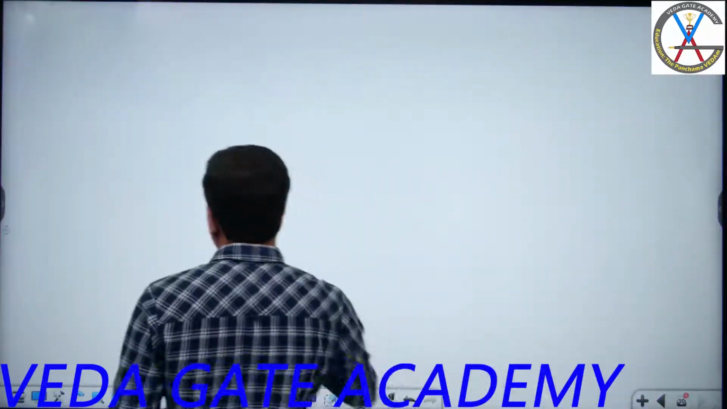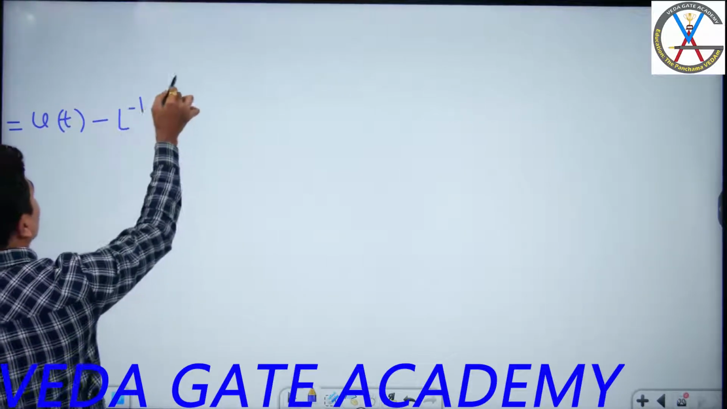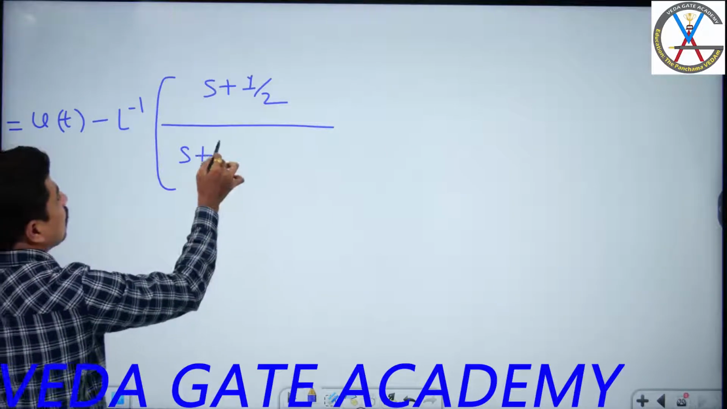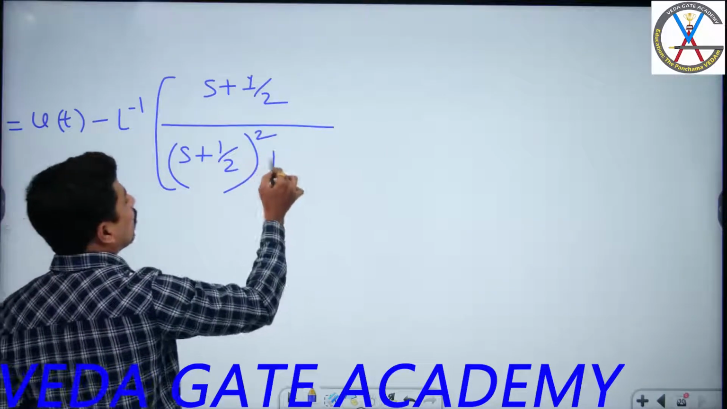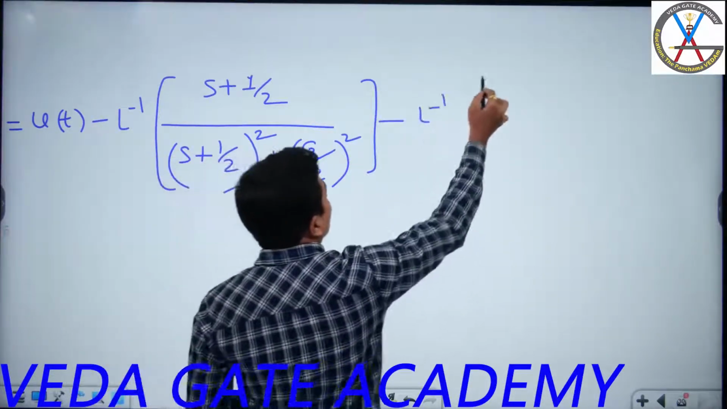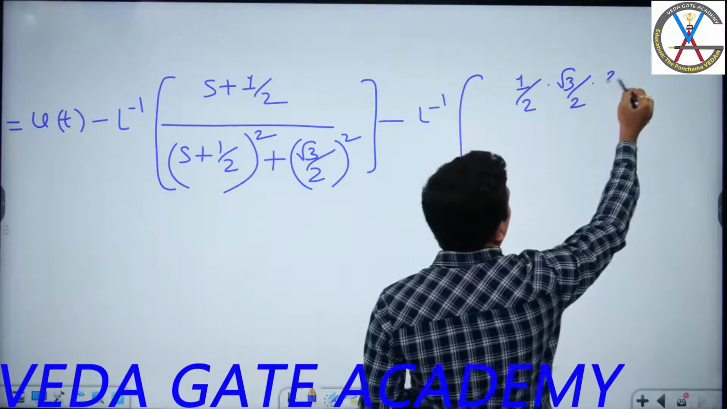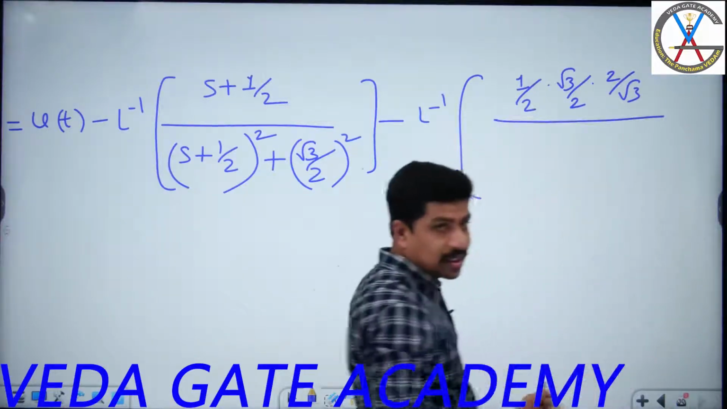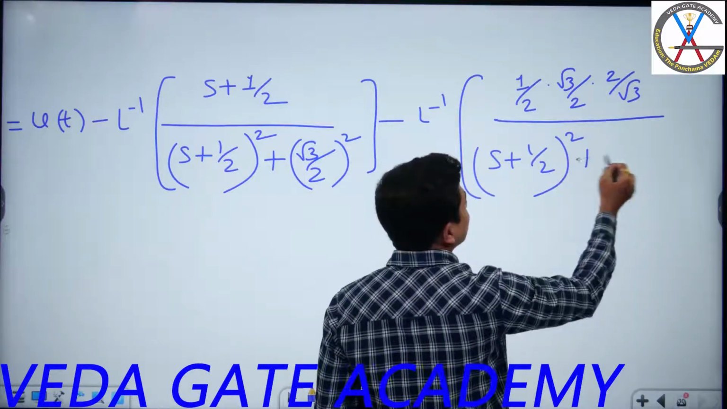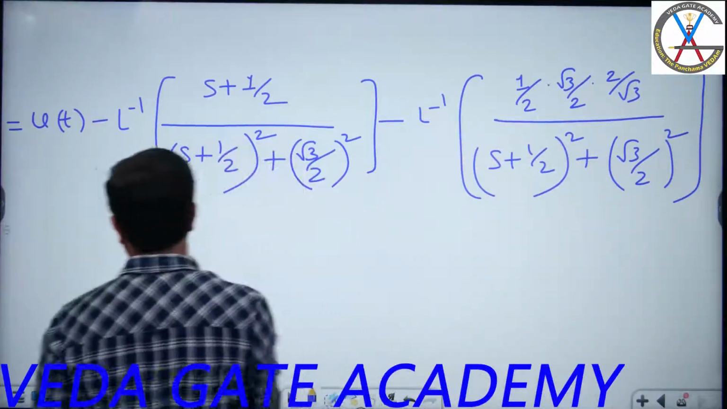Let's go to the next page. Yes, I'm writing here, that is equal to u of t minus L inverse of (s plus 1 by 2) by ((s plus 1 by 2) whole square plus (root 3 by 2) whole square) minus L inverse of, I have 1 by 2 here, but what I need is root 3 by 2, so I multiply with root 3 by 2, divide with root 3 by 2, that is nothing but into 2 by root 3, (root 3 by 2) by ((s plus 1 by 2) whole square plus (root 3 by 2) whole square). Yes or not? Yes. Then come on, here we will write the complete answer.